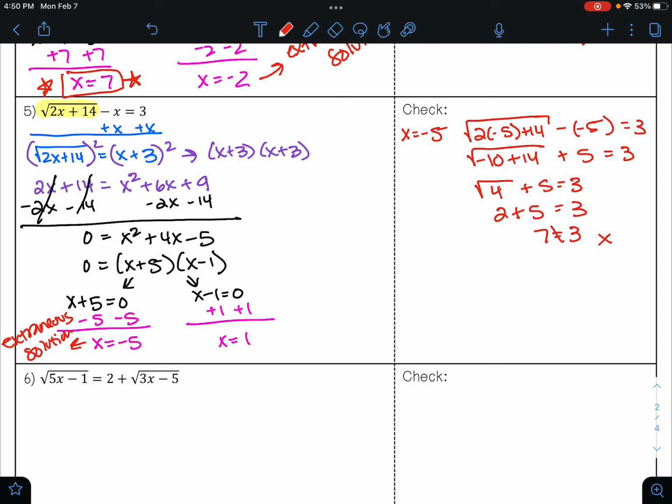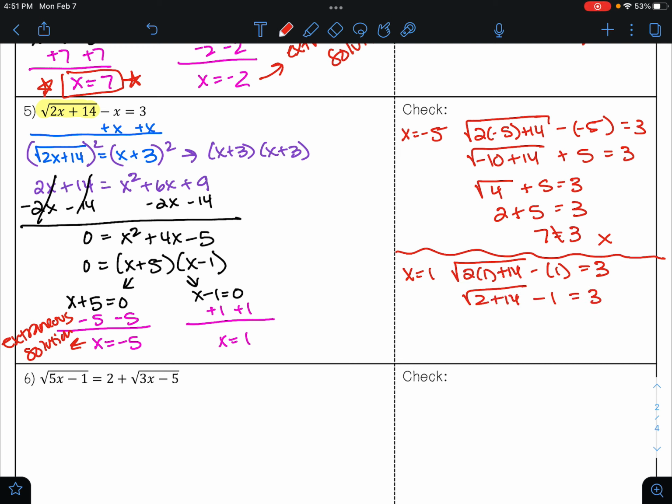So now let's check x equals 1. So I'll have the square root of 2 times 1 plus 14 minus 1 equals 3. 2 times 1 is 2. 2 plus 14 is 16. The square root of 16 is 4. 4 minus 1 is 3. 3 equals 3. So 1 is in fact a solution.